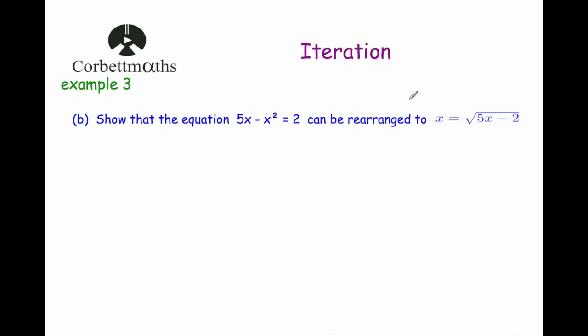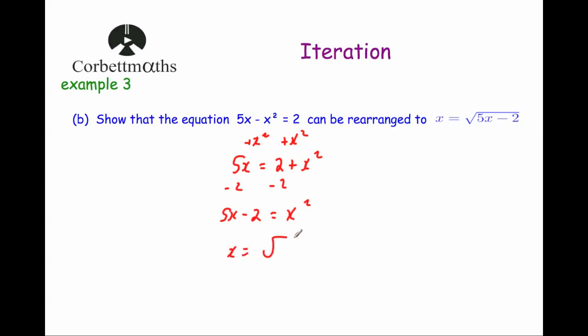Okay, part B. Part B, we've got to rearrange it again. Now, if we look at this rearrangement, it has x equals the square root of. Because it's the square root of, I'm going to focus on getting this x squared on its own. So I'm going to add x squared to both sides of the equation to begin with. That will give us 5x equals 2 plus x squared. I'm going to take 2 away from both sides of the equation to get 5x minus 2 equals x squared. And lastly, I'm just going to square root both sides of the equation. So x equals the square root of 5x minus 2.